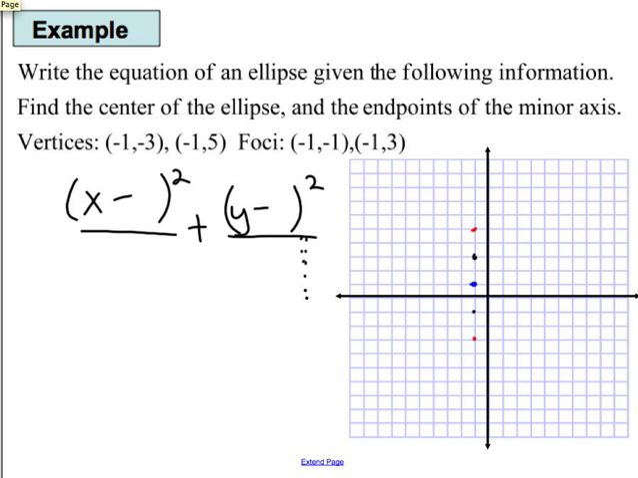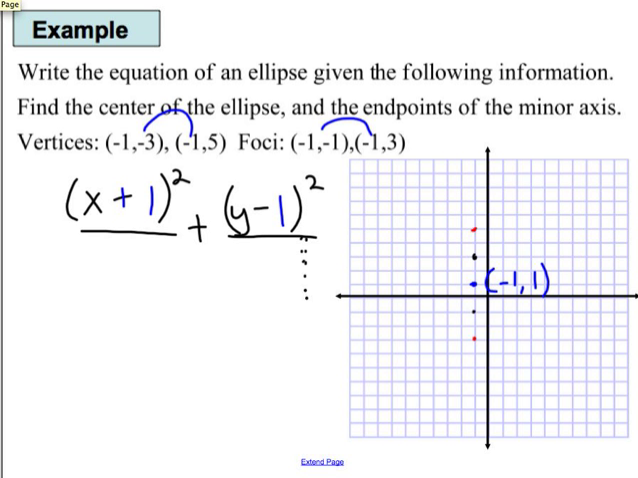This is where your midpoint formula comes in handy. The center is always in the middle of the foci or in the middle of the vertices. So if you want to find the center, you can find it by averaging those points, or if you made a graph, I can see it on the graph. The center is at (-1, 1). So that means my rule is going to be x plus 1, y minus 1.